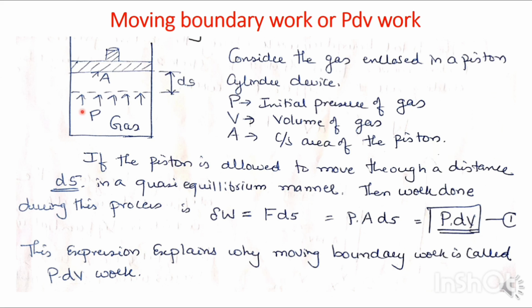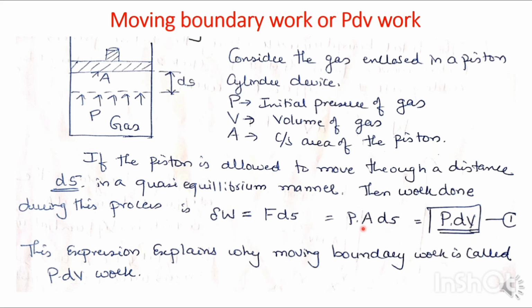Now if the piston is allowed to move through a distance ds in a quasi equilibrium manner, in a very slow process, then how are we going to write the work done during this process? Delta W is equal to F into ds, force into distance. Already we know that pressure is given by the formula P equals force per unit area. Therefore F equals P into A. So this F is replaced by pressure into area into ds.